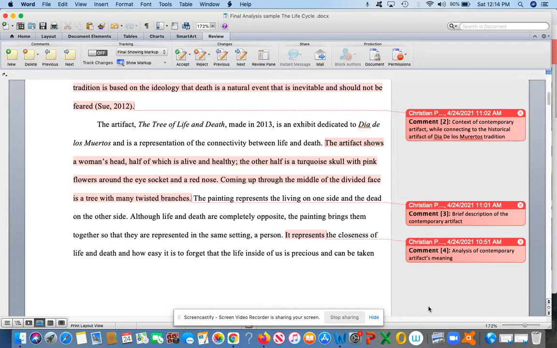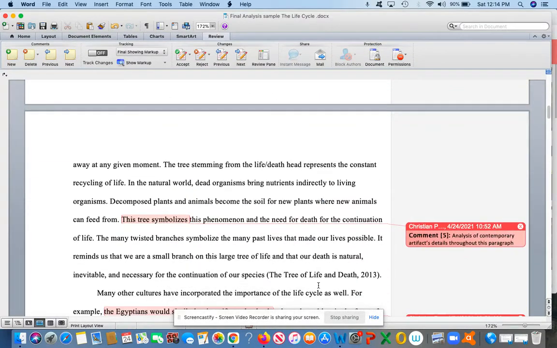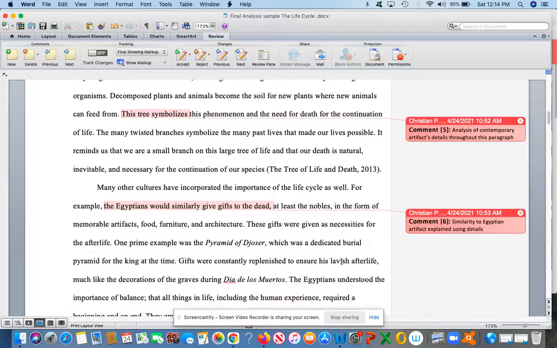what this piece looks like, but moves very quickly into talking about what it represents, right? So it represents the closeness of life and death. I'm just pointing out some keywords that we're getting here. As they continue to close read the details of this piece, then we get the word symbolism, which is always, for me, like, yep, we're getting there. And then telling me how those twisted branches symbolize the many past lives that make our lives possible.